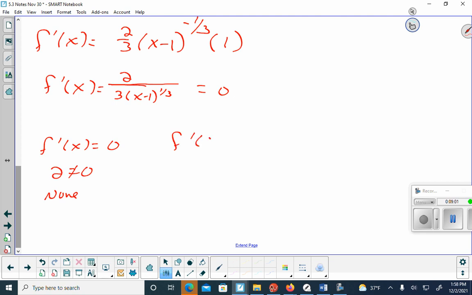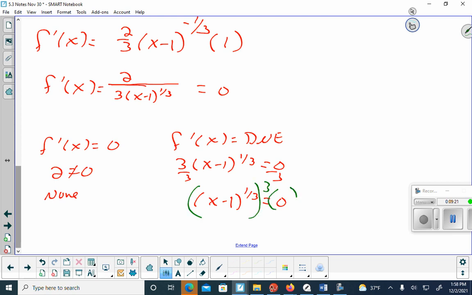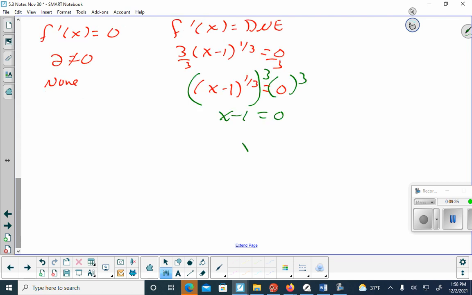Now I'm going to say, when is my derivative undefined? So now I'm going to set this whole thing equal to 0. Technically, I'm dividing by 3. So that's still x minus 1 to the 1/3 power is equal to 0. How do I get rid of that 1/3 as an exponent? Technically I'm raising both sides to the 3rd power, but it's 0, so it doesn't really matter. So I'm going to have x minus 1 is equal to 0, so x is equal to 1.